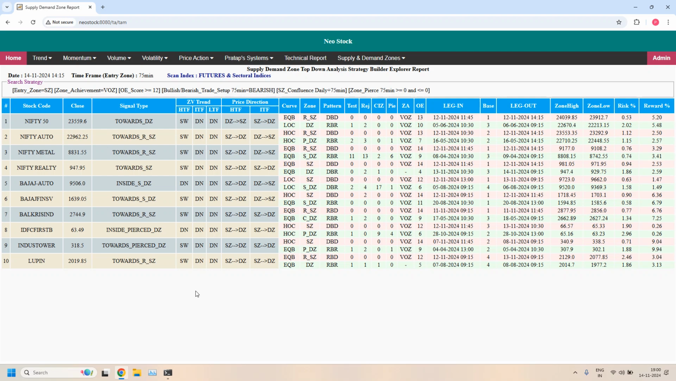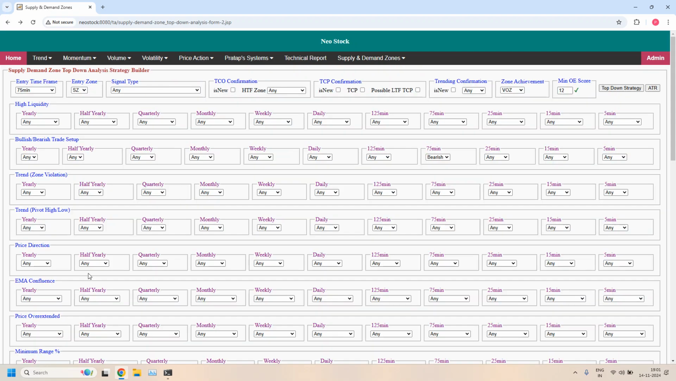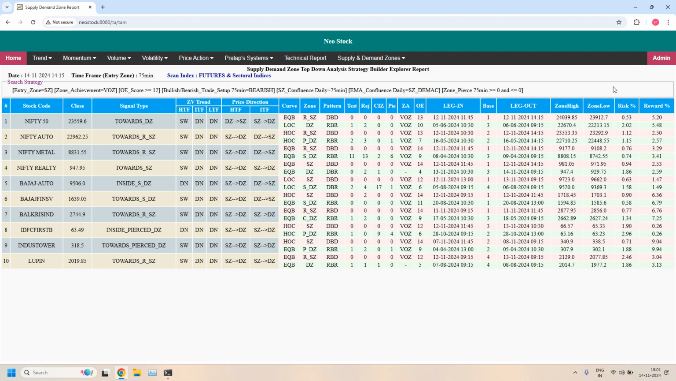If any of these daily supply zones are having daily EMA confluence... What I am displaying is 75. Daily zones are not displayed. But 75 is part of the daily, so that's why I am checking in the daily zone. In daily supply zone with daily EMA confluence, even NIFTY 50 is also there in this list. In the EMA confluence, daily time frame, because 75 minutes supply zone is part of the daily supply zone. So daily supply zone with daily EMA confluence filter is enabled. With this filter, we got 10 stocks.